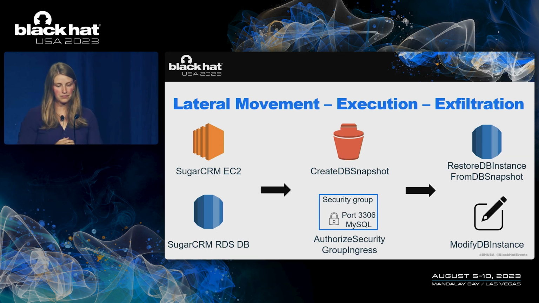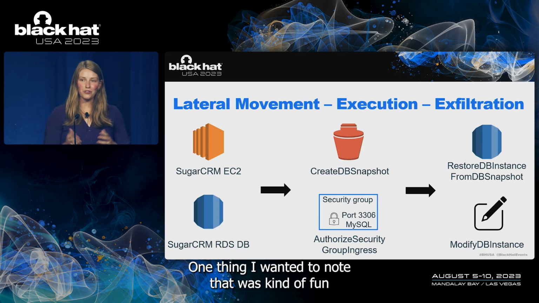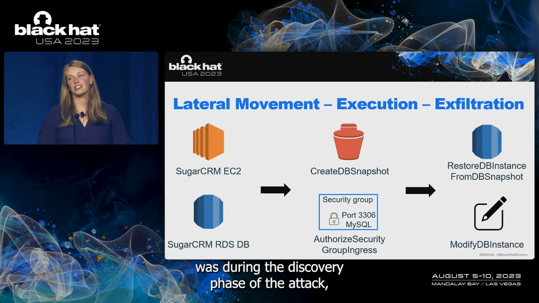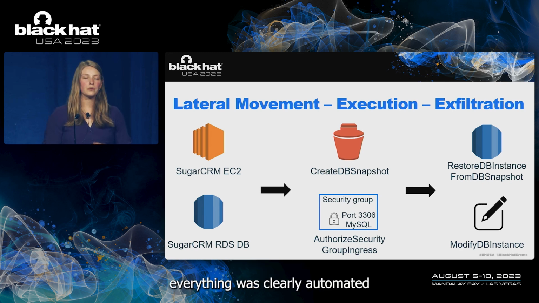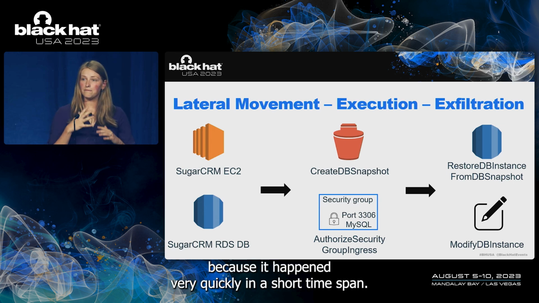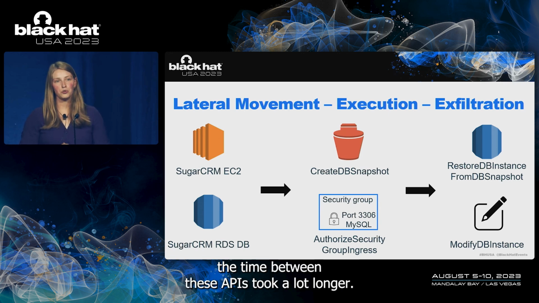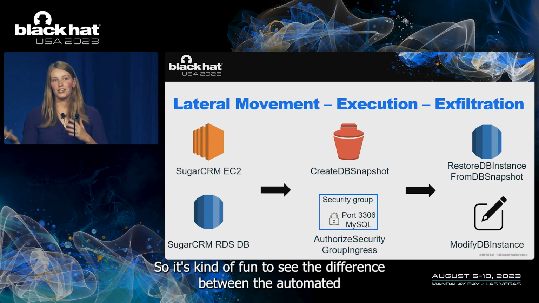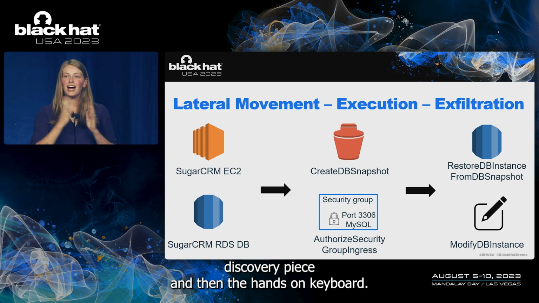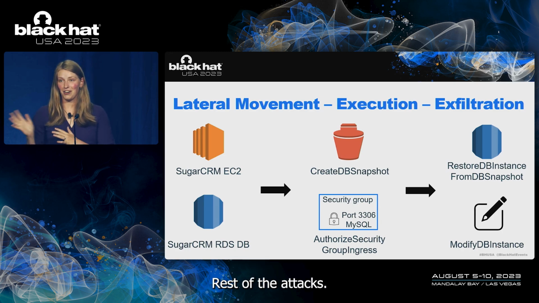One thing I wanted to note that was kind of fun was during the discovery phase of the attack, everything was clearly automated because it happened very quickly in a short time span. Once the threat actors moved beyond exfiltration, the time between these APIs took a lot longer, and we actually saw a bunch of typos. So it's kind of fun to see the difference between the automated discovery piece and then the hands-on keyboard rest of the attacks.